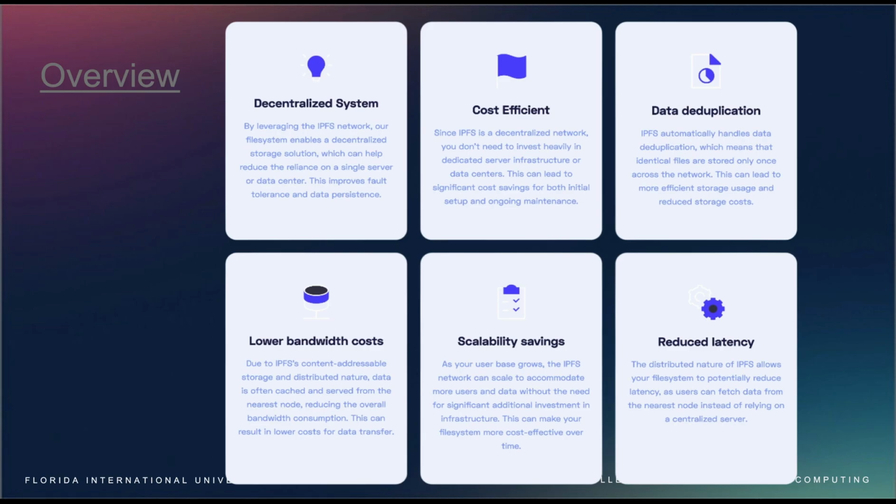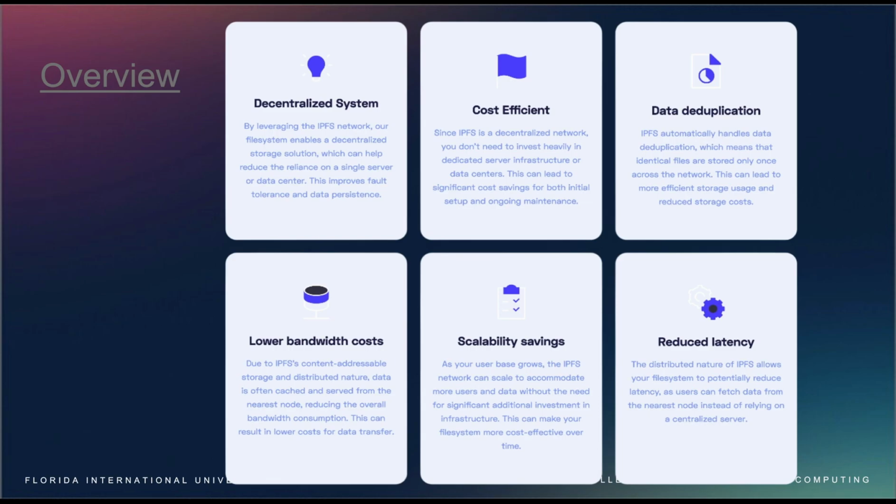Just to hit every point really quickly, the cost efficiency is due to the fact that we don't have dedicated servers or some large data center. We're actually leveraging the IPFS network as a whole. That allows us to have a very resilient network, although we don't even own our own network, so to speak. Also, data deduplication allows us to store the files on the network, and if we notice that a user has two files which are identical, we can store that content in one address and not have to waste memory on our side of the network.